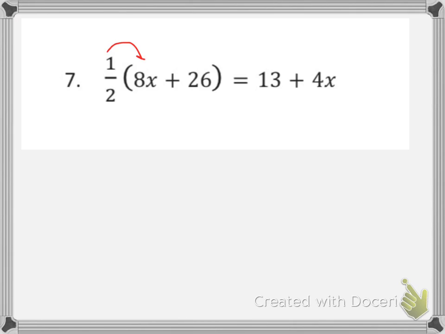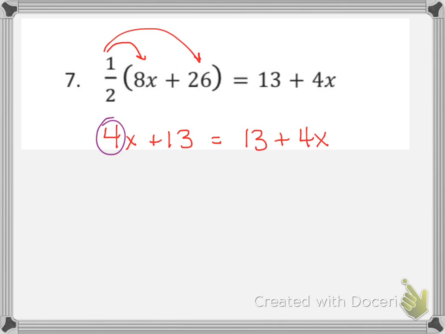All right, number 7. Simplifying again, half of 8x would be 4x, and half of 26 would be 13. On the other side, I have 13 plus 4x. Well, look, I've got the coefficient of x is both 4, and the constant is 13 on both sides.